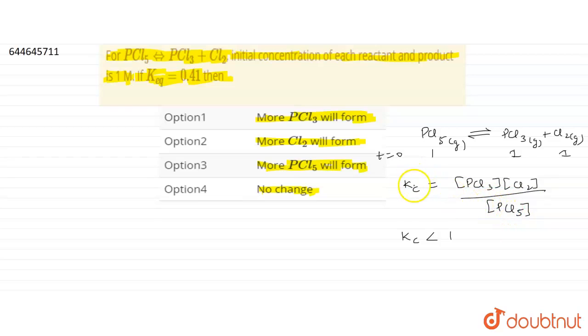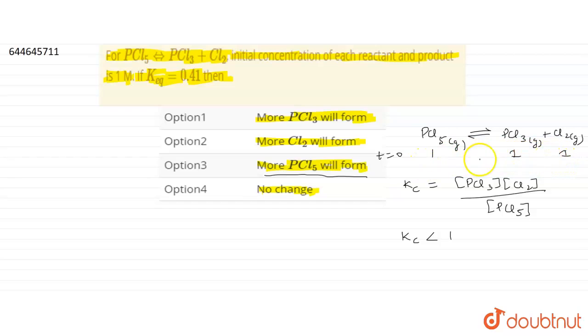Okay, so when Kc is a fraction, the concentration of PCl5 will be higher than the product. So as you can see, the concentration of PCl5 is higher than the concentration of PCl3 and Cl2 at equilibrium. So when more PCl5 forms at equilibrium, because initially the concentration of each of the reactants and products is the same, that is 1, 1, 1.